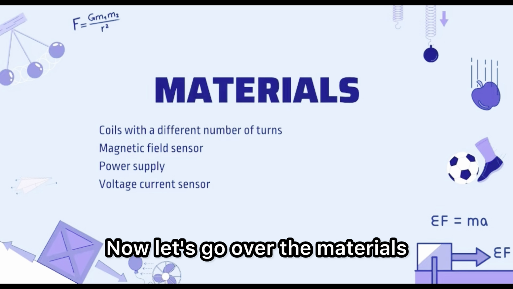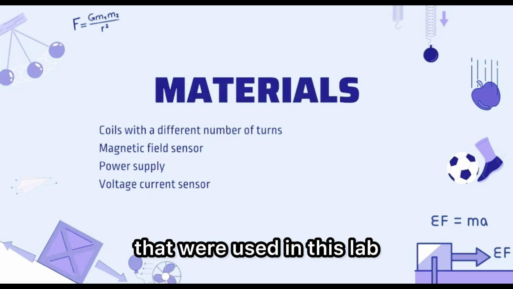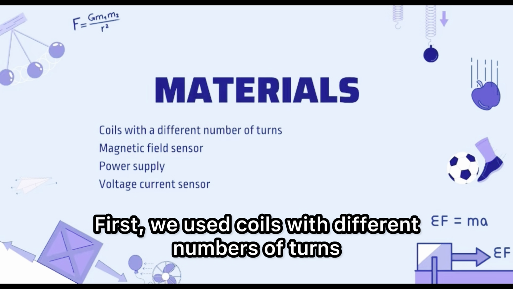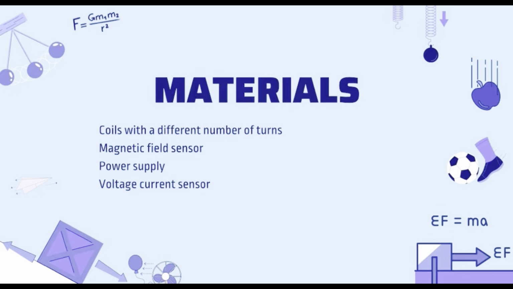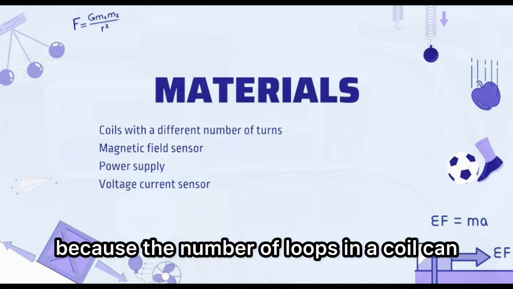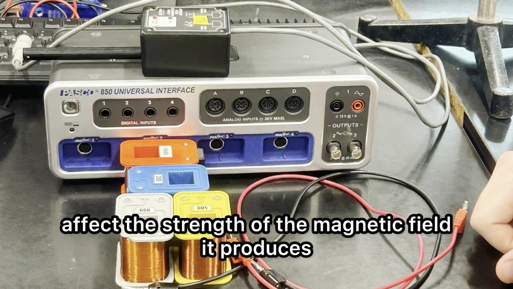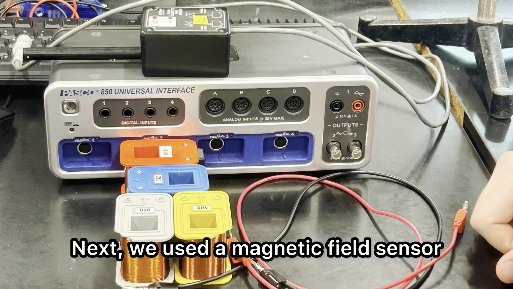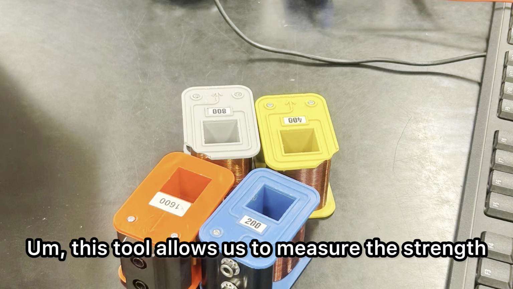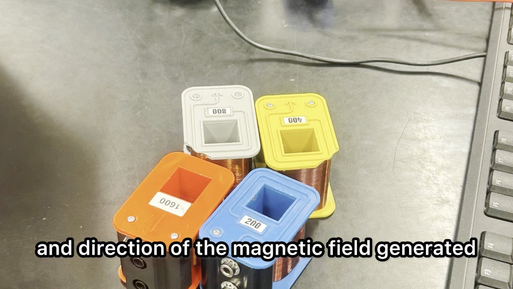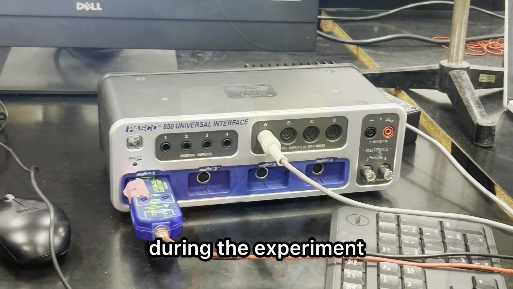Slide 2, materials. Now let's go over the materials that were used in this lab. First, we used coils with different numbers of turns. These are important because the number of loops in a coil can affect the strength of the magnetic field it produces. Next, we used a magnetic field sensor. This tool allows us to measure the strength and direction of the magnetic field generated during the experiment.